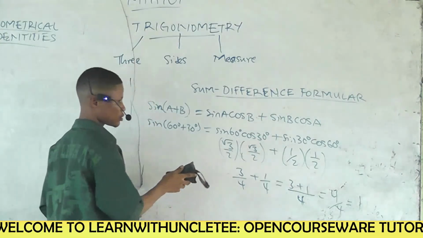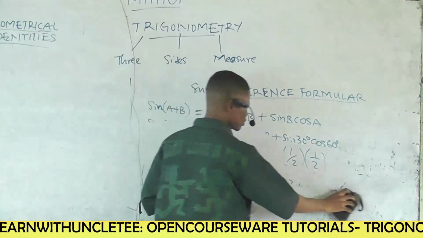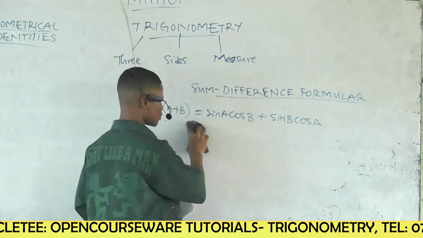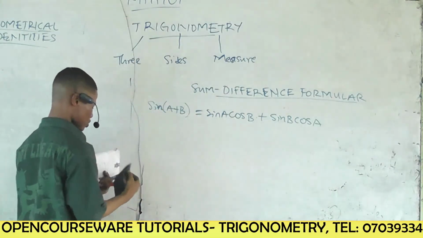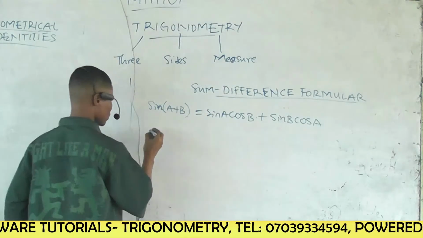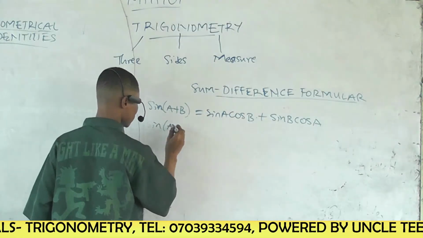Okay, you are done, right? So the second one, I'm not going to prove it, but once you impute it, you are going to get an answer, and it must be equal sine a minus b.